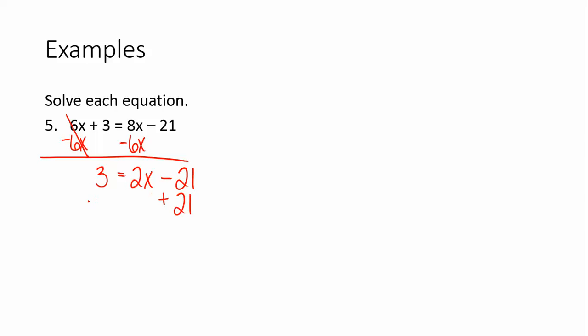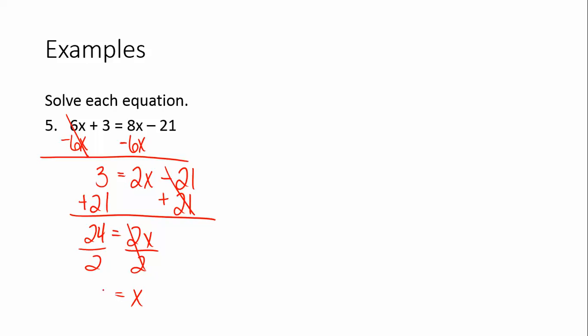We're going to add 21 to both sides. 24 equals 2x. Divide both sides by 2. X equals 12. And again, you can check the answer if you like.